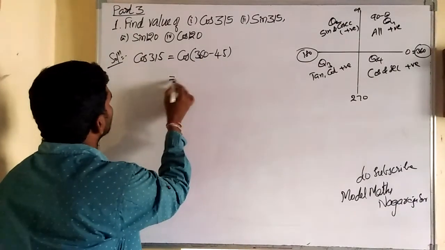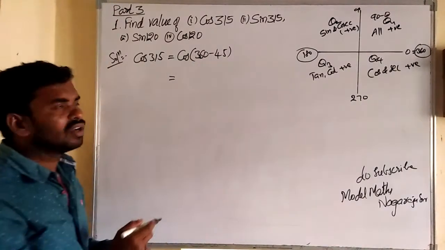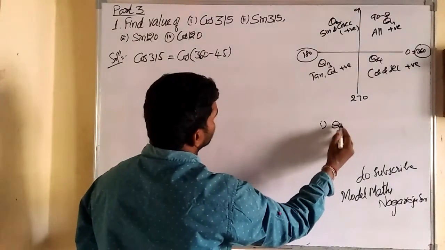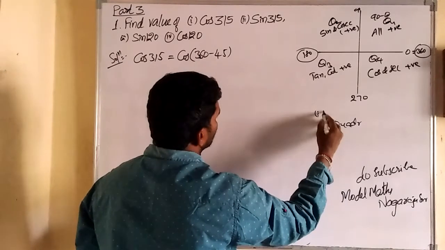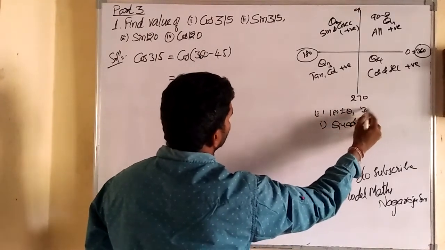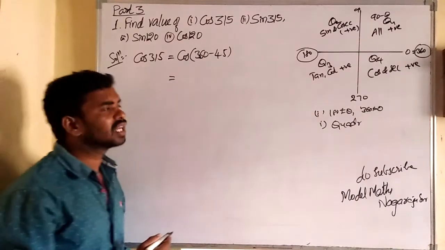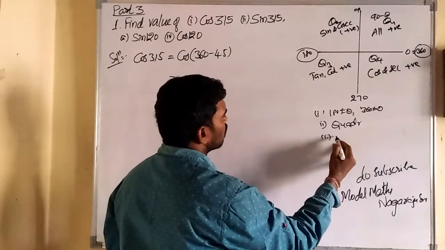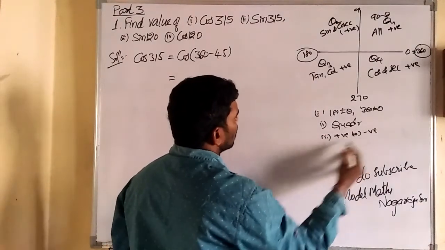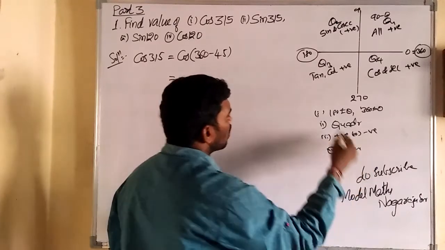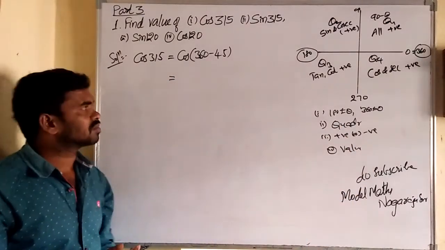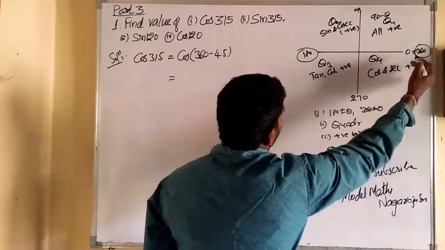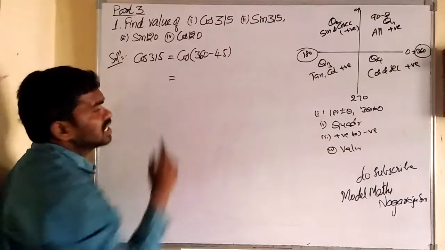Here, 360 minus means which quadrant? First, express it in the form 180 plus or minus theta or 360 plus or minus theta. Next, check the quadrant. Then check whether it is positive or negative. Then the value. If you follow these 4 steps we can do the problems. Which quadrant? 315 lies between 270 and 360, so it is the 4th quadrant.